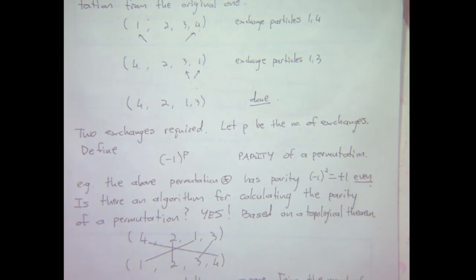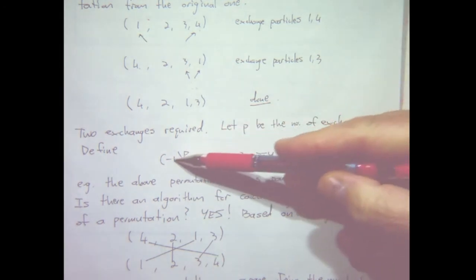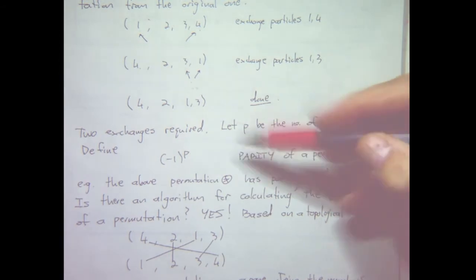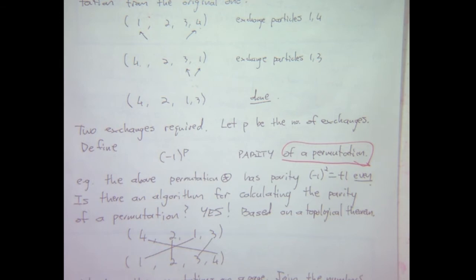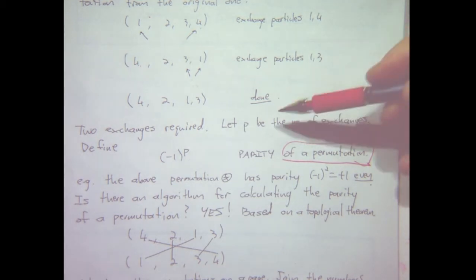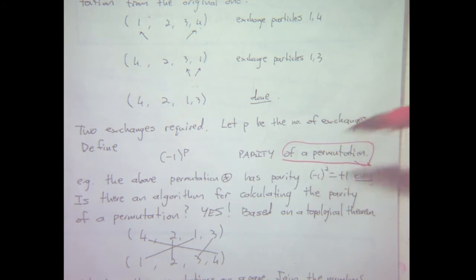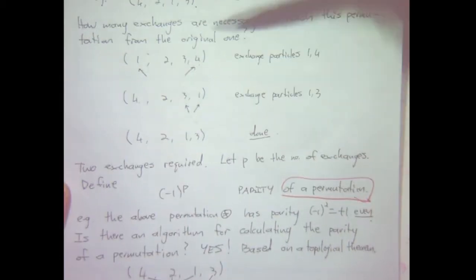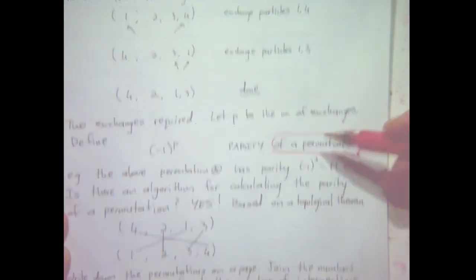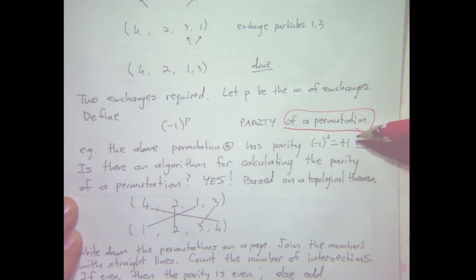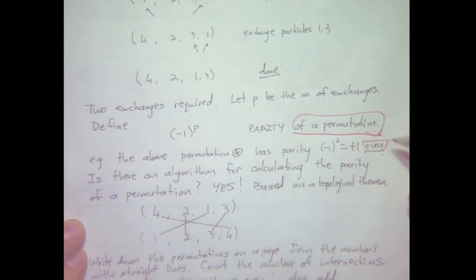Now let P be the number of exchanges that you need to achieve a particular permutation. And you define minus 1 to the power of P, call that the parity of the permutation, not of the state. Different. It's the parity of a permutation, not a state. This is a combinatorial problem. So the parity of this permutation is minus 1 squared, which is plus 1. So it's even. So it has even parity.